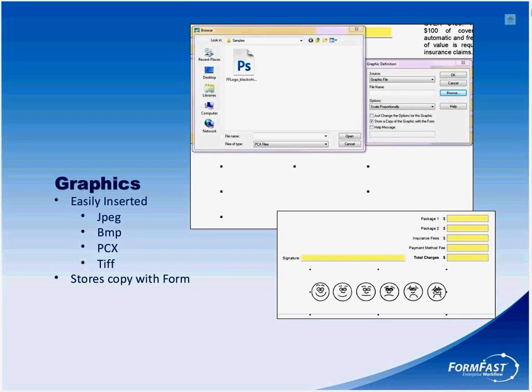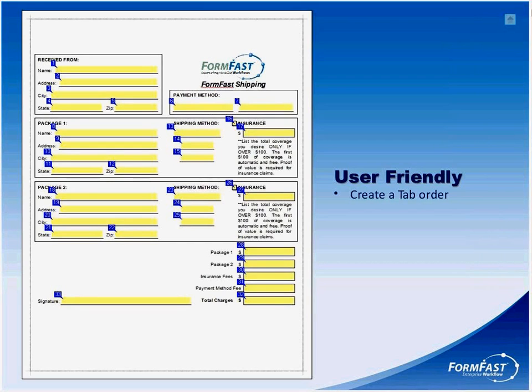We can fix images in the Form Designer, just like we would with Fast Print. The nice thing with Fast is that they can be in color. You can easily insert JPEG, bitmap, PCX, or TIFF, and it will directly store or copy with the form, as long as you have that option checked. We can scale proportionally or maintain original size, depending on needs that are to fit within the form. You can add color here, which is a nice enhancement.